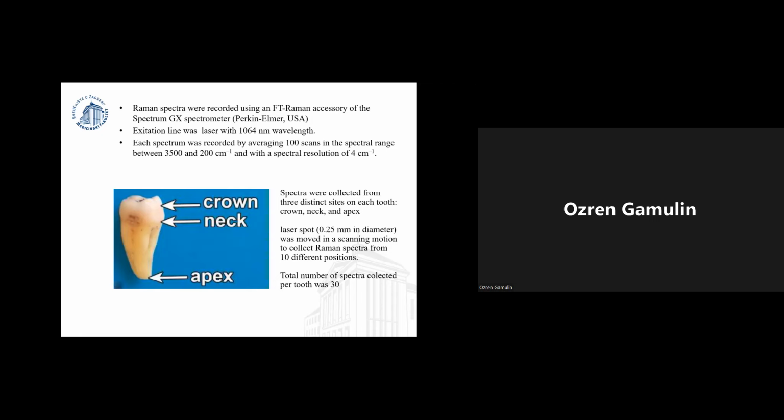Spectra were collected at 3 distinct sites: crown, neck, and apex. You can see where they are collected on this image here. A laser spot with a diameter of 0.25 millimeters was moved in scanning motion to collect Raman spectra at 10 different positions to catch all inhomogeneities that can appear on that tooth. The total number of spectra collected was about 30.